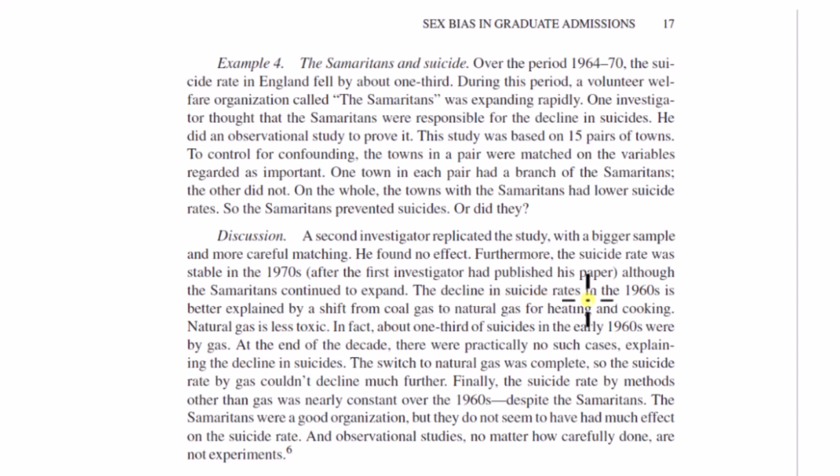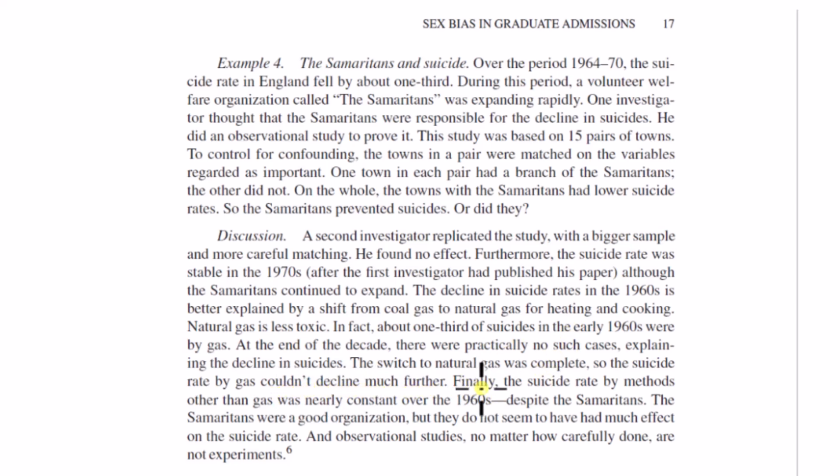The decline in suicide rates in the 1960s is better explained by a shift from coal gas to natural gas for heating and cooking. Natural gas is less toxic. In fact, about 1/3 of suicides in the early 1960s were by gas. At the end of the decade, there were practically no such cases, explaining the decline in suicides. The switch to natural gas was complete, so the suicide rate by gas couldn't decline much further, right?